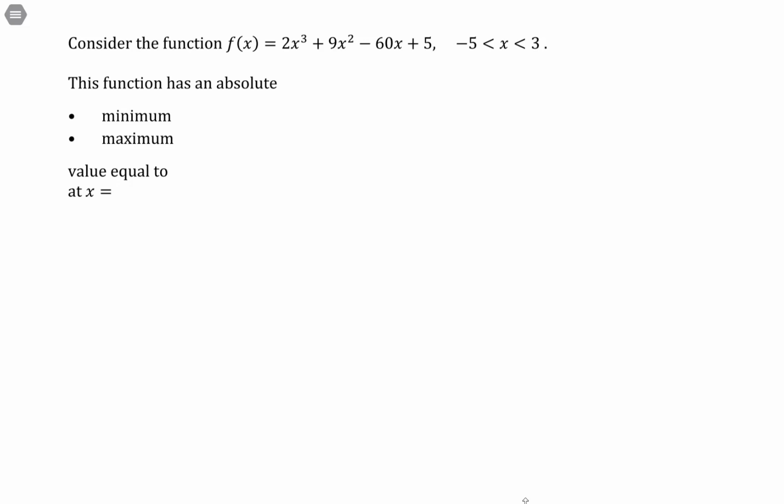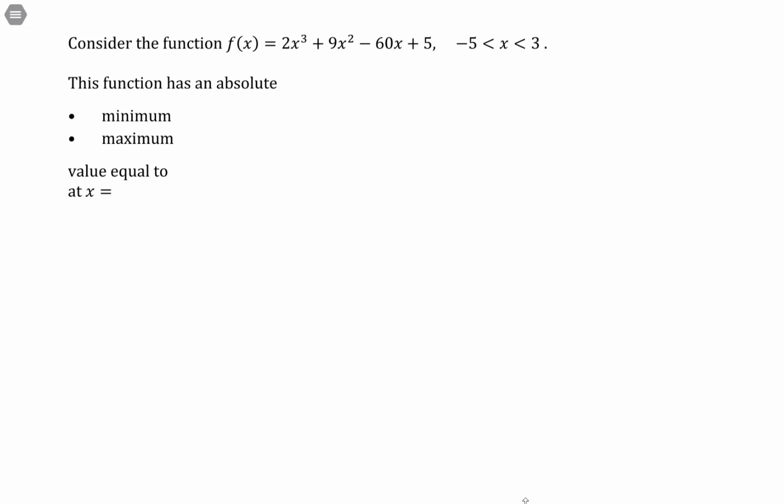Consider the function f of x equals 2x cubed plus 9x squared minus 60x plus 5 in the interval -5 to 3. The function has an absolute maximum or minimum value, which is equal to what at x equals what? So we're looking for what's happening with this function. We're not going to use the graph this time. We're just going to use the knowledge of what's happening analytically.